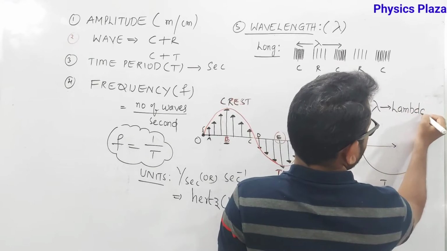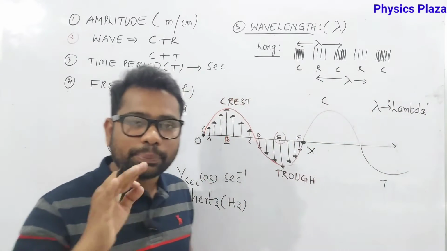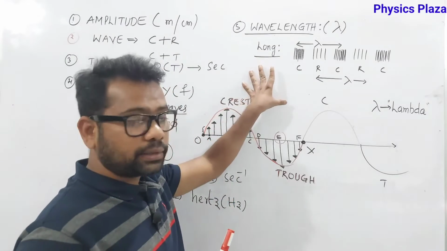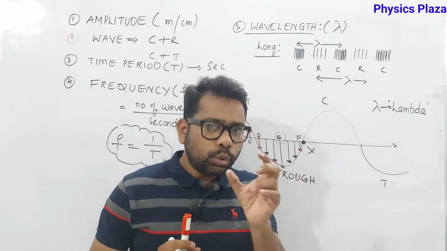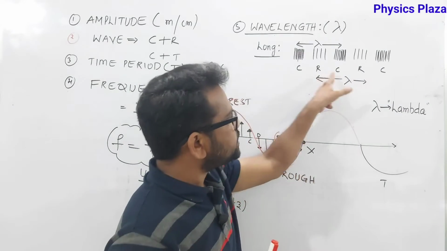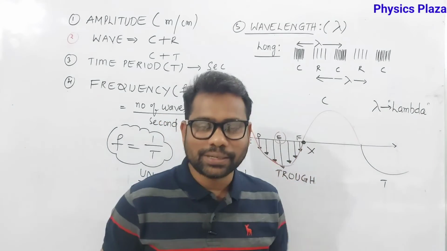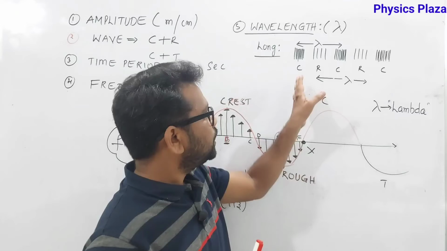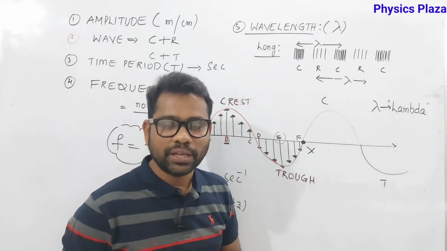L-A-M-B-D-A. Lambda. Lambda is a symbol which we use to represent a wavelength. So children, in terms of a longitudinal wave, how do we define the wavelength? The distance between two consecutive compressions or two rarefactions is called wavelength.